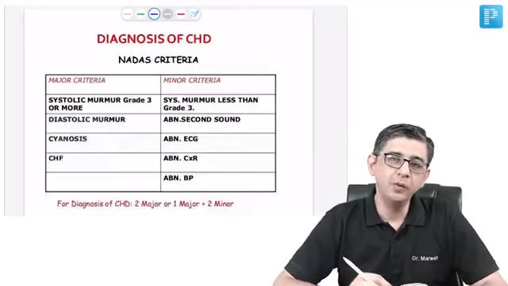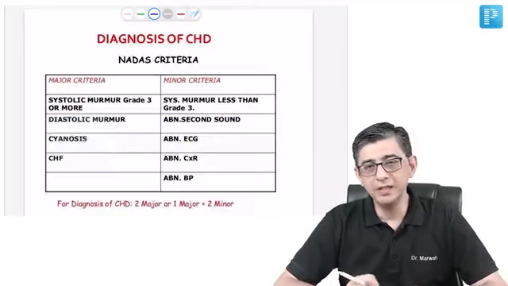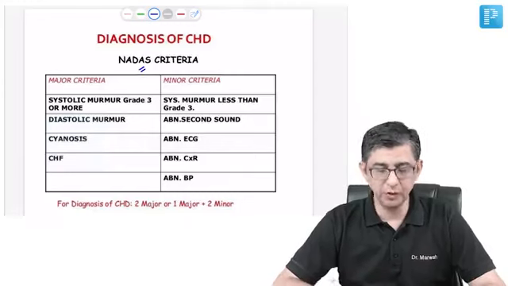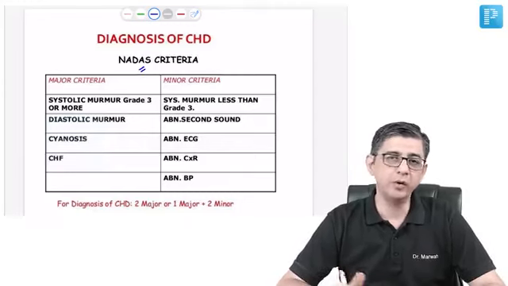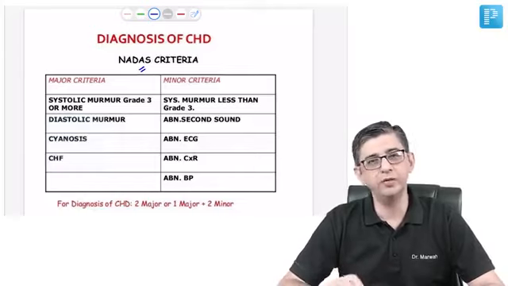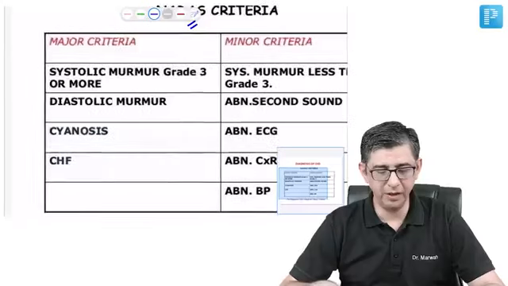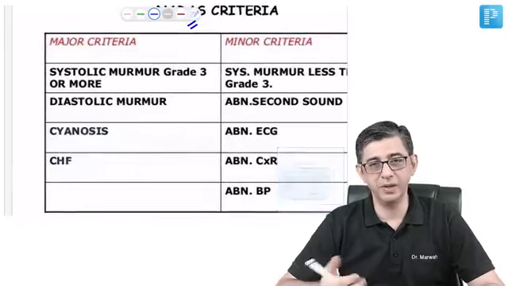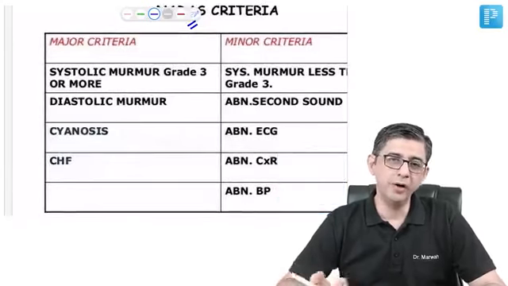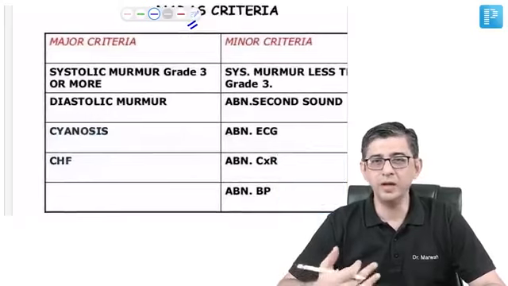Now, next on the agenda would be to talk about congenital heart disease, where we talk about Nadas criteria. So I've described Duke's criteria for endocarditis, modified Duke's criteria, modified Jones criteria for rheumatic fever. Now we're going to discuss Nadas criteria for congenital heart disease, which would be major and the minor ones. Major criteria would incorporate 2 murmurs, systolic murmur and a diastolic murmur.